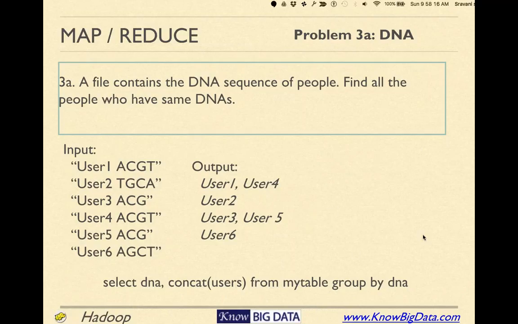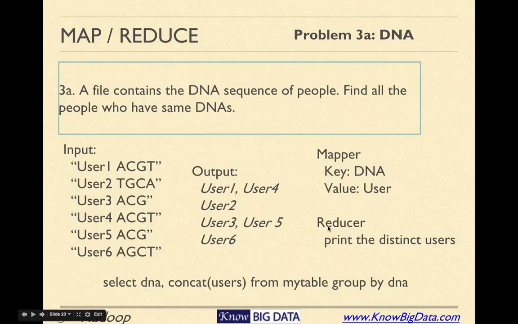The third one is that a file contains DNA sequences. So how did you solve it? This one is very easy. All you have to do is make the DNA the key and the user ID the value, which means all the people whose key is the same, whose DNA is the same, will be accumulated together. All right. Now the next one is a little more tricky.